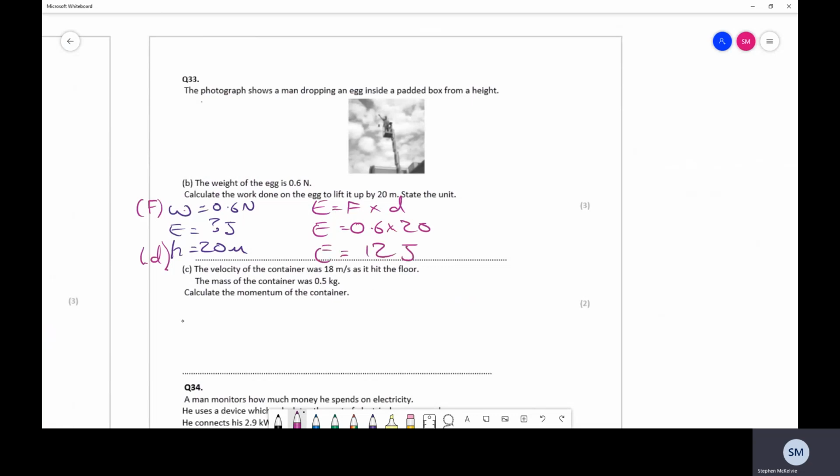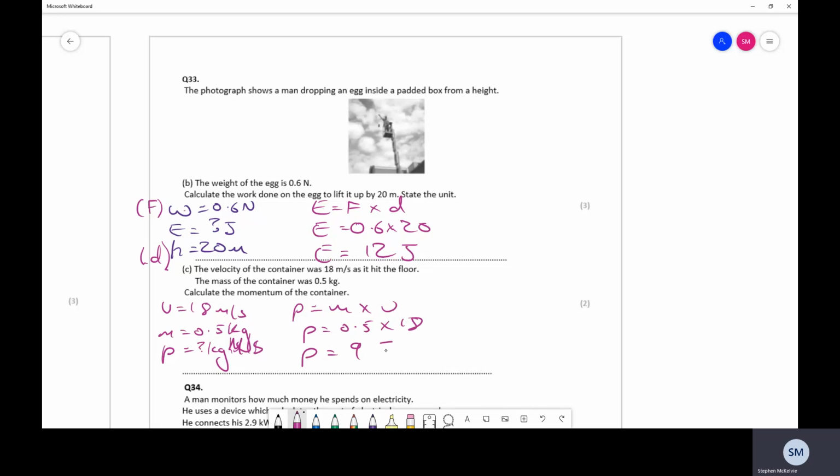The velocity of the container was 18 meters per second as it hit the floor. The mass of the container was 0.5 kilograms. Calculate the momentum of the container, in kilogram meters per second. Momentum is equal to mass times velocity. Momentum is equal to 0.5 times 18. Momentum is equal to 9.